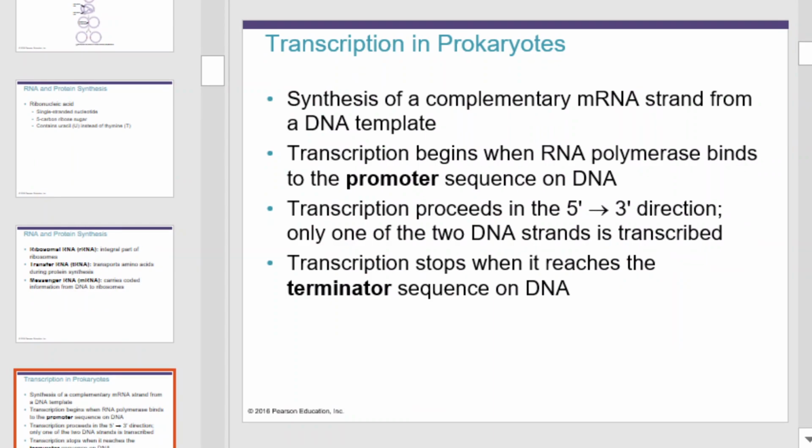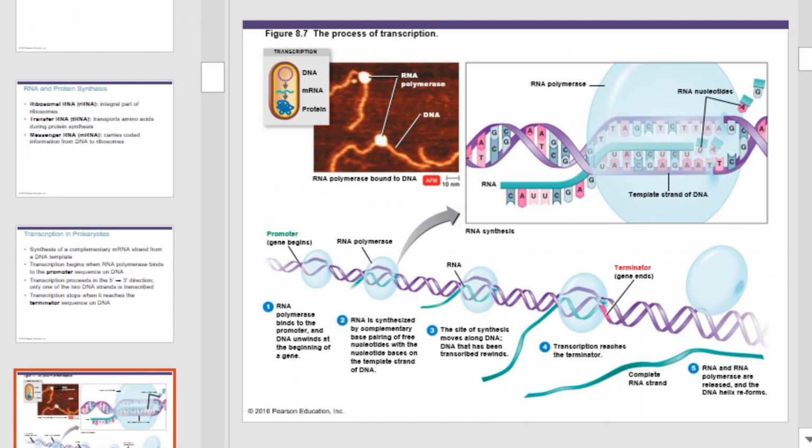Transcription. Transcription is the synthesis of a complementary mRNA strand from a DNA template. Transcription begins when RNA polymerase binds to the promoter sequence on DNA. Transcription proceeds in the 5' to 3' direction. Only one of the two DNA strands is transcribed. Transcription stops when it reaches the terminator sequence on DNA. This is an illustration of the process of transcription.